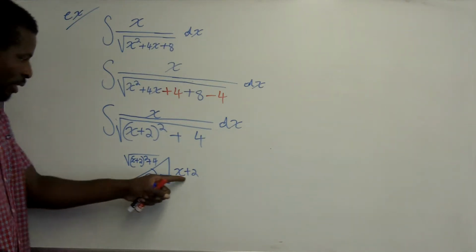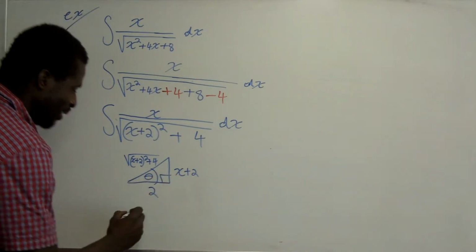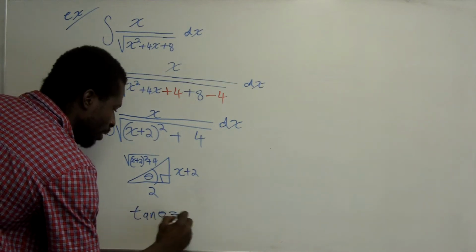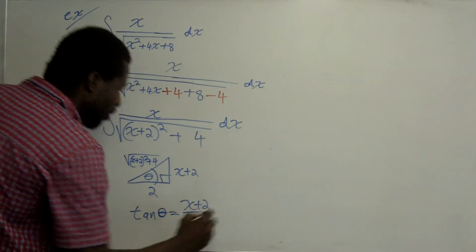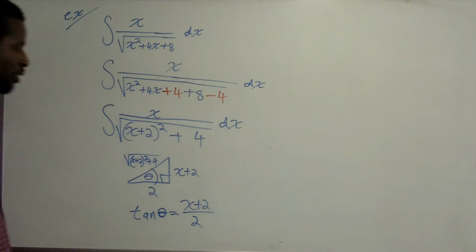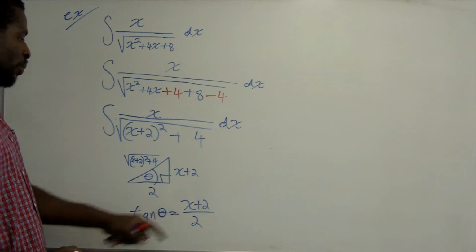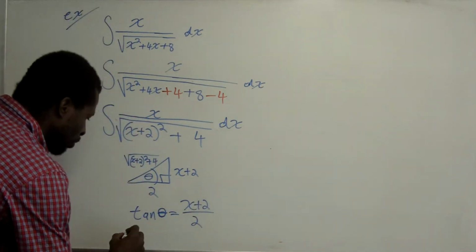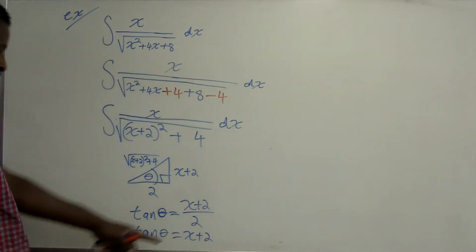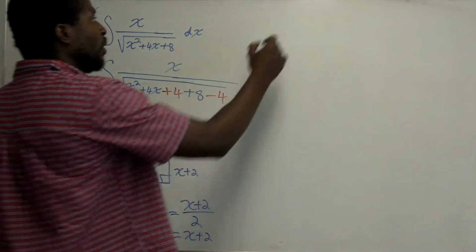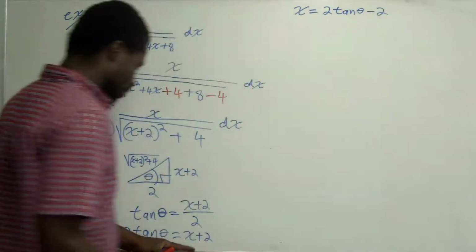And if you take a look, this is how I want to make my substitution. Opposite over adjacent is the tangent. The tangent of theta is equal to the opposite side, x plus 2, over the adjacent side, 2. So here's where I get my u substitution from. I multiply both sides by 2, so I get 2 tangent of theta is equal to x plus 2, and then x is equal to 2 tangent theta minus 2. So that's my substitution: x is equal to 2 times the tangent of theta minus 2.